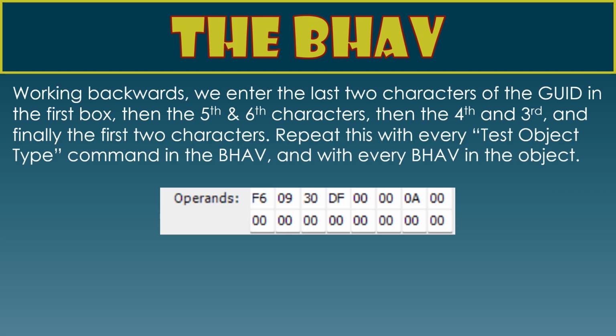So what we would need to do is, okay, it no longer needs to reference the Maxis GID. It needs to reference our new GID that we just assigned it. So what we do, we enter, working backwards, the 7th and 8th in the first box, the 5th and 6th in the second box, the 3rd and 4th in the third box, and the 1st and 2nd in the 4th box. We need to commit that, and we need to repeat that for all of the command lines that reference a player position. Then we just save, and we're ready to test.